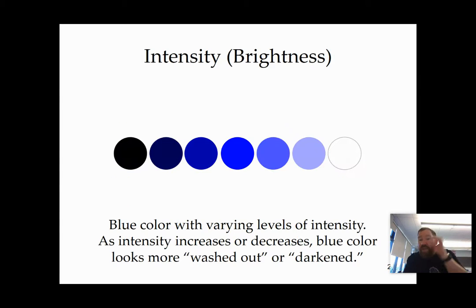In terms of brightness, a brighter color has a higher amplitude. A duller color has a lower amplitude. So the wavelength, the length of the wave, is what determines color, and then the brightness of the color is determined by the amplitude. So a bright green and a dull green are going to have the same wavelength, but they're going to have different amplitudes.